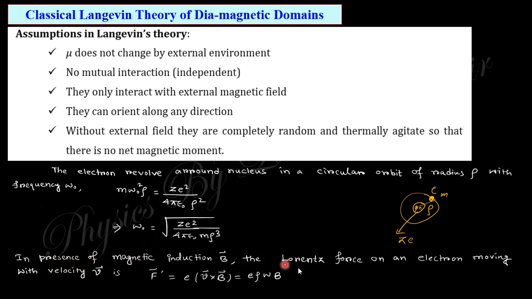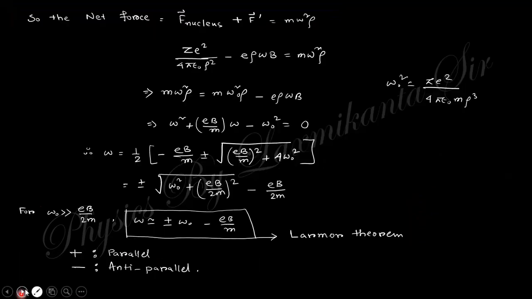In the presence of the magnetic field, the Lorentz force on the electron moving with velocity v will be e v cross B, that is e rho omega B, where v is nothing but rho into omega; omega is the angular velocity and v is the linear velocity. Then the net force is the nuclear force plus the Lorentz force, equal to m omega square rho. So finally you obtain this relation, and after calculating, the angular velocity of the particle will be like that. This is known as Larmor's theorem. This plus is for parallel and this minus for anti-parallel.